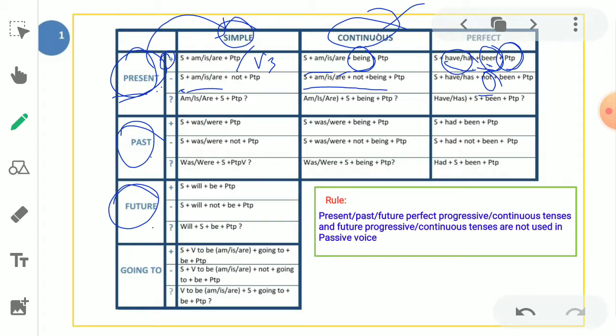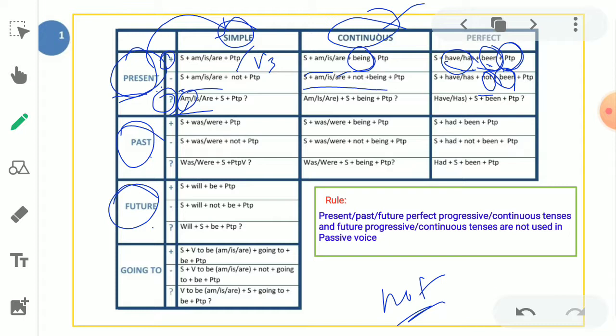So wherever it is, whether simple, continuous or perfect, negative means not, and not is placed after the helping verb. Thereafter, you can take been after using not, then V3 form. When you come to a question, when the sentence ends with a question, you have to begin with am or is or are plus subject plus V3 form.